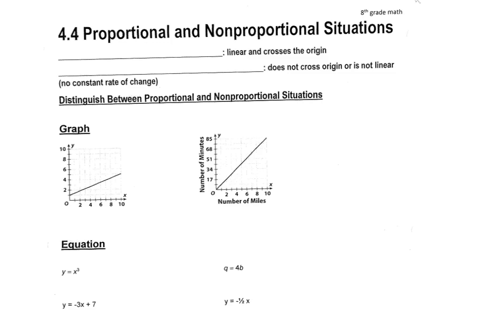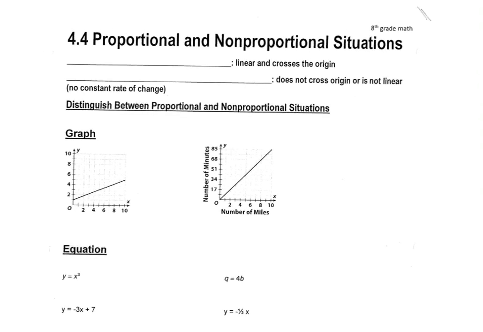Okay, so we've studied both proportional and non-proportional situations. We're going to combine them together and compare them. So the first one is linear and crosses the origin. Which one is that? Proportional. Proportional goes on your first blank. It's a line and it goes through the ordered pair 0, 0, right?